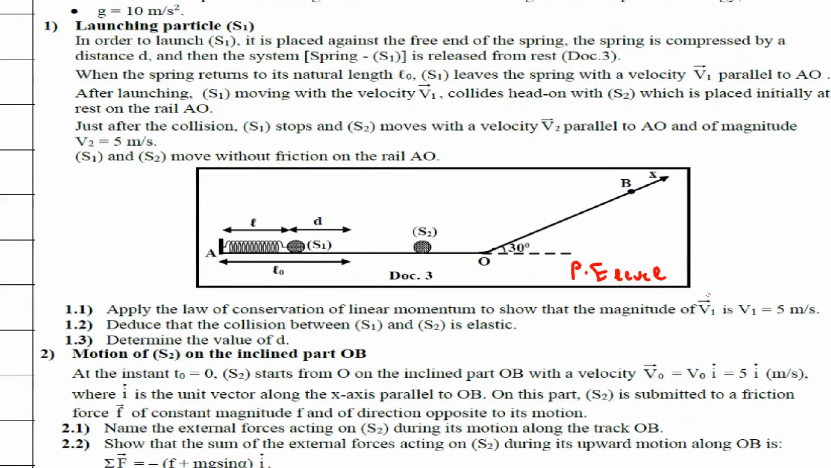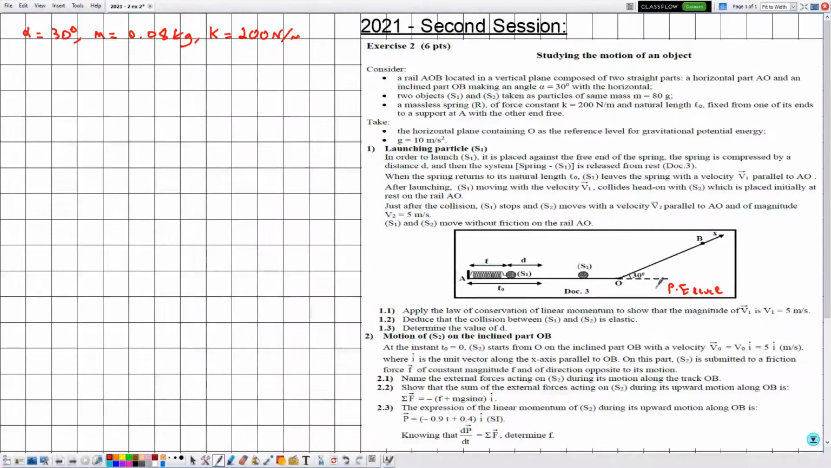So as long as S1 and S2 perform motion along AO, the gravitational potential energy is neglected, since S1 and S2 pass through the P level. Now g is equal to 10 meters per second squared, which means that we are performing this experiment on the surface of the Earth.